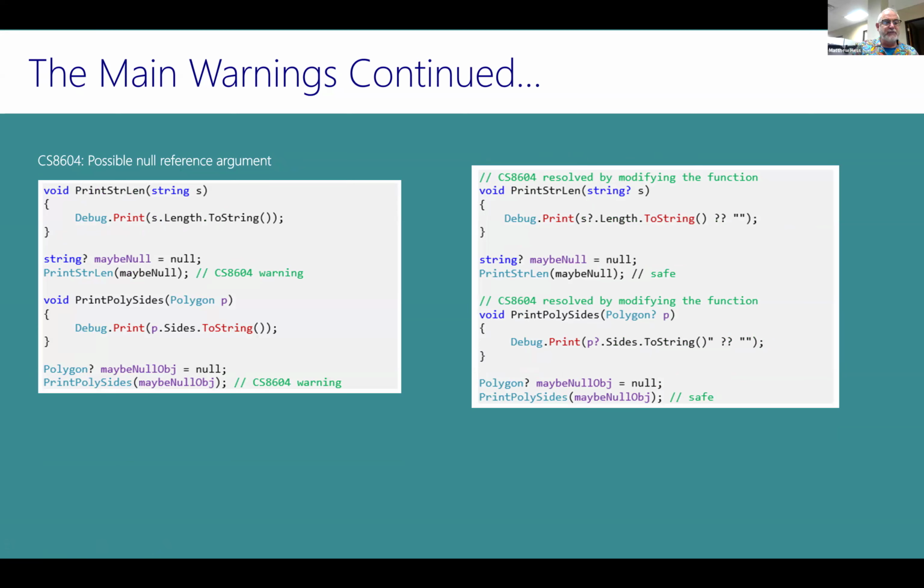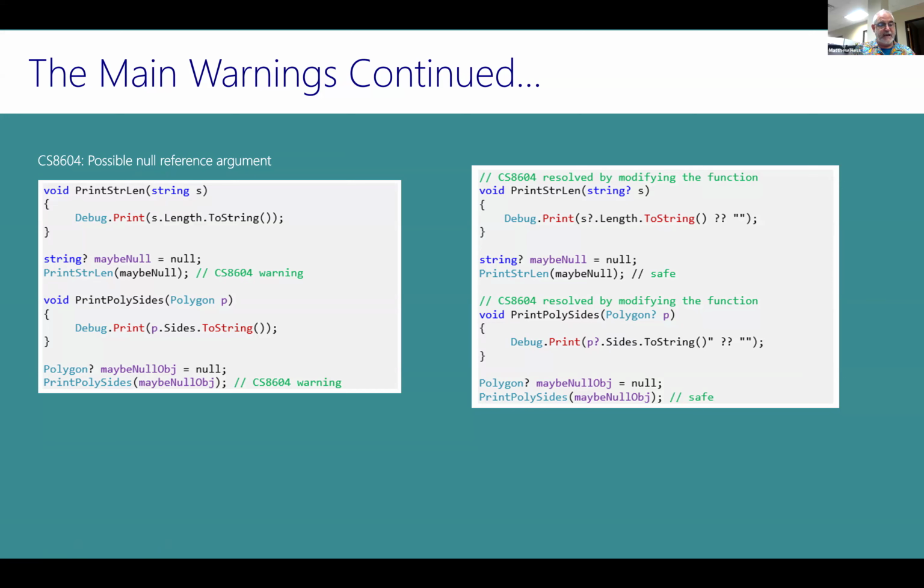CS8604 is possible null reference argument. So here's a function, print the length of a string, and it takes a non-nullable string, and it says debug.print s.length.toString. Now, if we say string? maybe null equals null, and then we pass that to print string length, that's going to give us a warning, because print string length expects a non-nullable string, and we are passing it a nullable string.